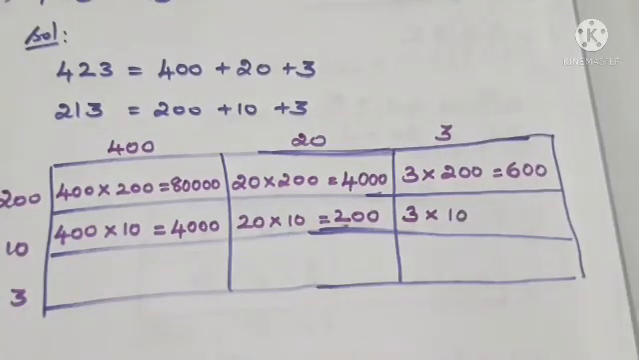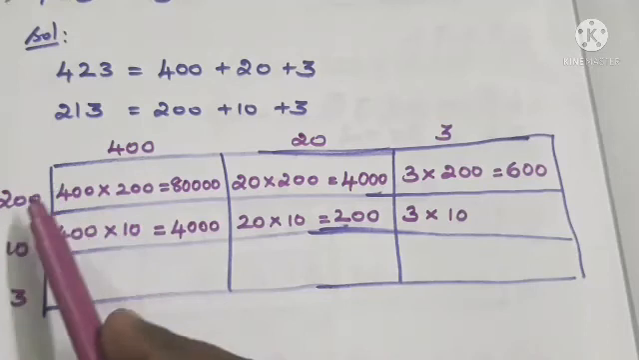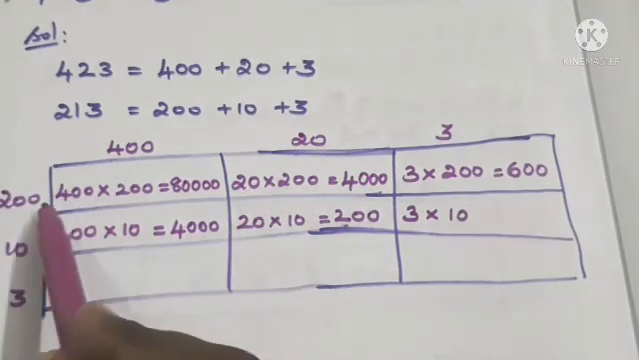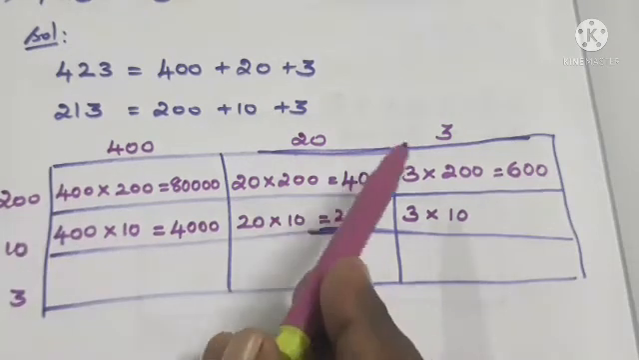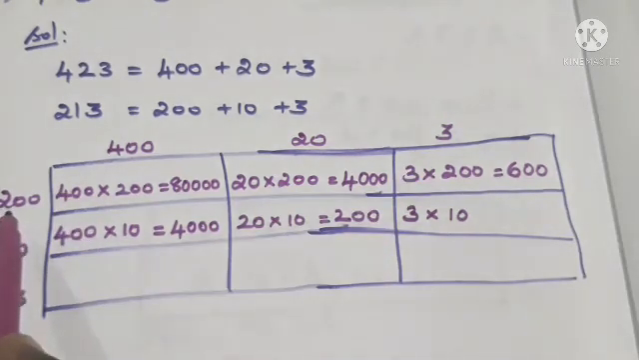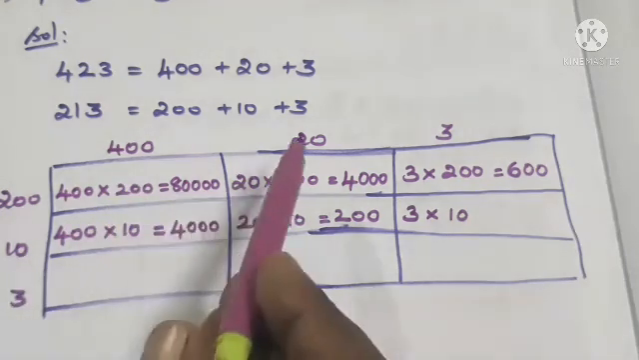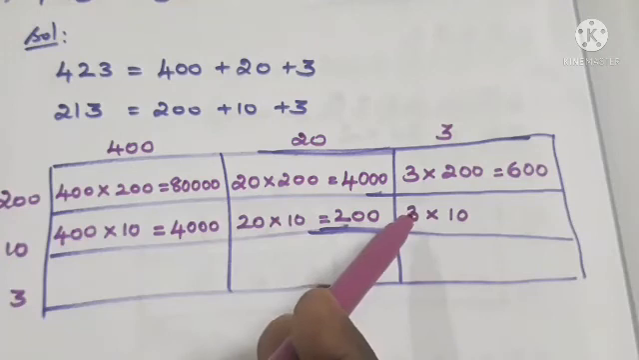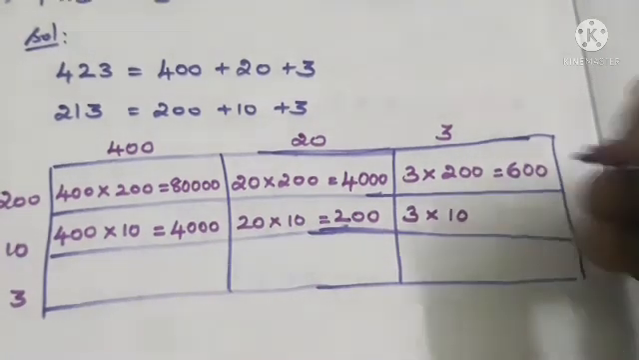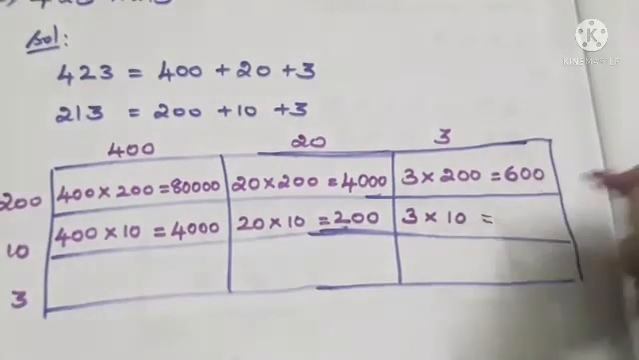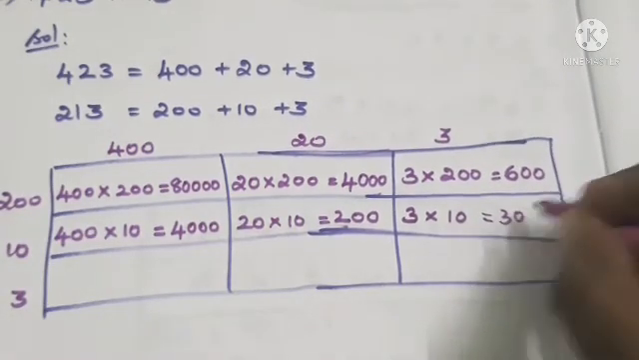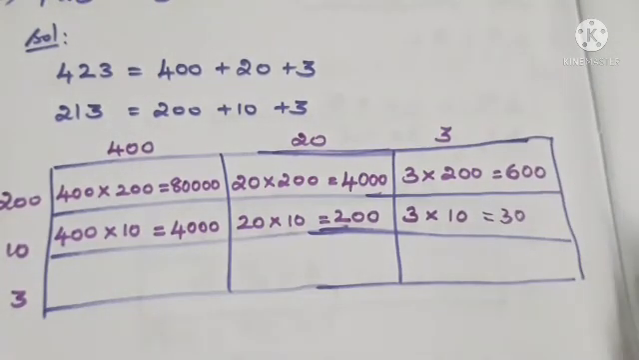Have you understood? First we have to multiply these two numbers, then this number and this number. And the third number by the first number. Likewise, the second number by the first number and the second number by the third number. So we will get 3 into 10. Here we have to multiply 3 and 1, so 3 into 1 is 3. And in the ones place we have only one 0, so 3 into 10 is 30.